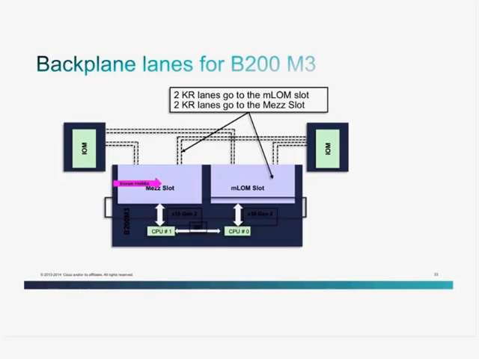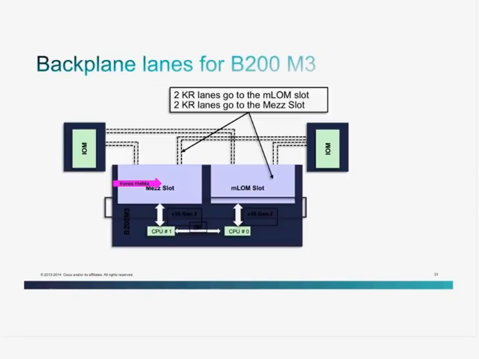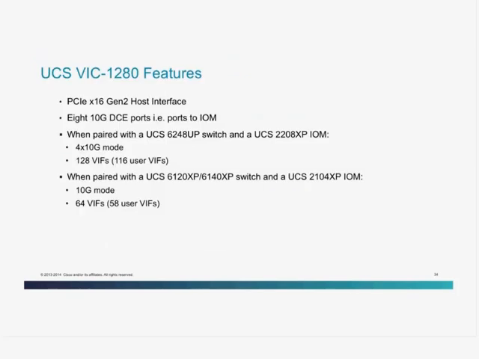We have various options. We have 1240, 1280, which are Cisco VICs. You can also go for Mellanox, QLogic, depending on your requirement. So I'm going to speak about VIC 1280 as an example. It has 8 10-gig DCE ports. That means 8 ports to the IOM. So out here, you can see that it will have 8 ports going to the IOM. This is just the statistics that it's giving.